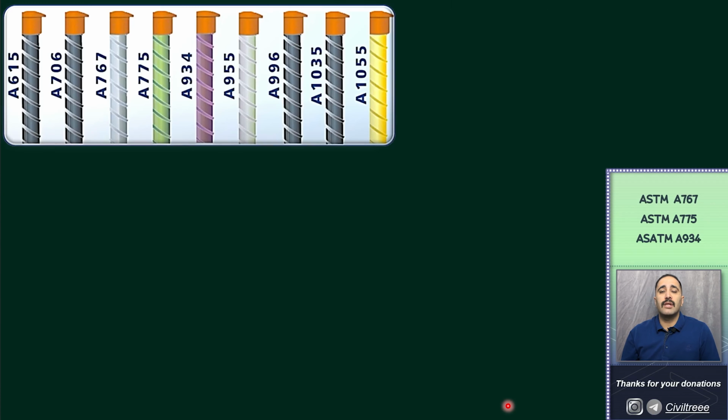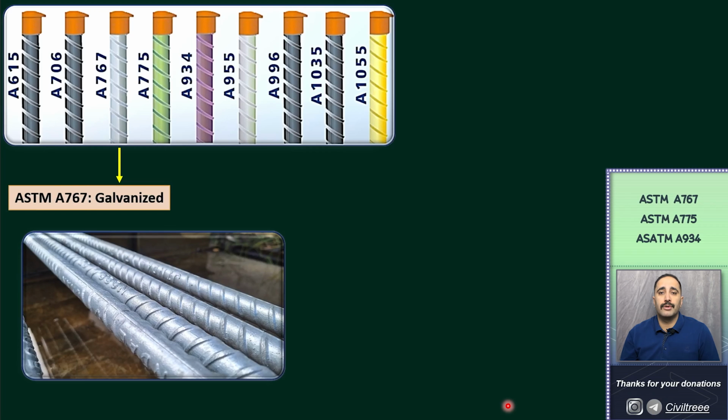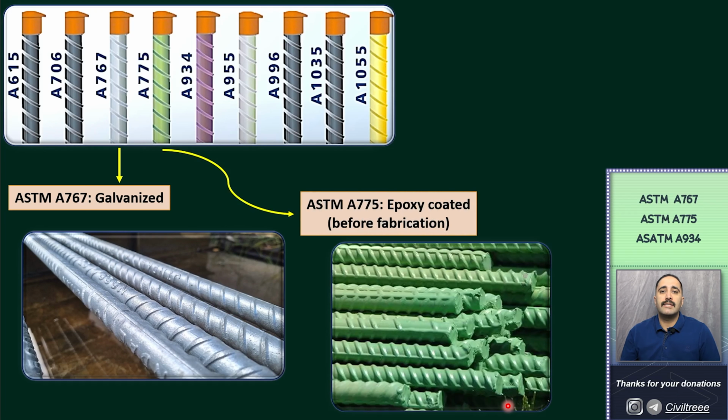ASTM A767 galvanized reinforcing rebar is coated with a zinc layer that provides corrosion protection. It is applicable exclusively to hot-dip galvanizing of reinforcing steel, which involves completely cleaning the rebar and then immersing it in molten zinc. The molten zinc reacts with the steel surface to form stratified zinc-iron alloy layers. This type of reinforcing bar is usually used where corrosion may be an issue, such as in bridges or tanks containing liquids.